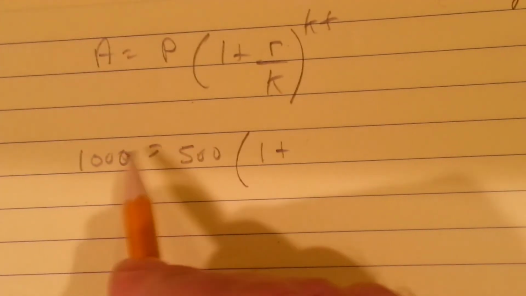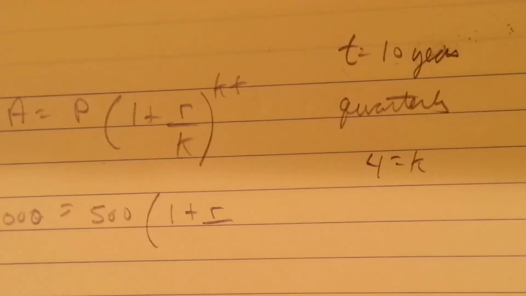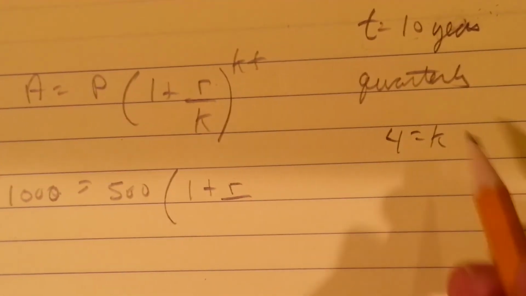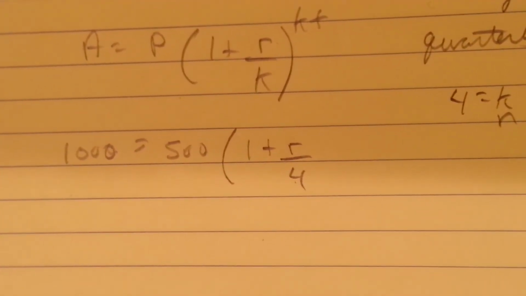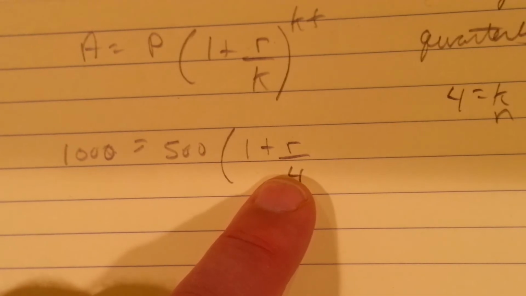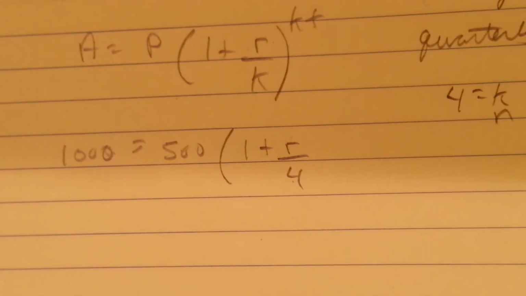So I need to go from 500 to 1,000. So 1 plus rate over, and the other thing is it's going to be compounded quarterly. Quarterly. So that means every 3 months, or how many times per year? 4 times per year. So 4 equals K. All right? Sometimes they call that N. Okay? Doesn't really matter if it's K or N. Okay? So 1 plus the rate will be some rate, and that's an annual rate, but we'll divide it by 4 because we're going to use it 4 times a year when we figure it out.